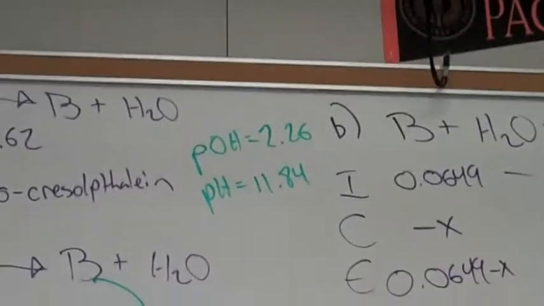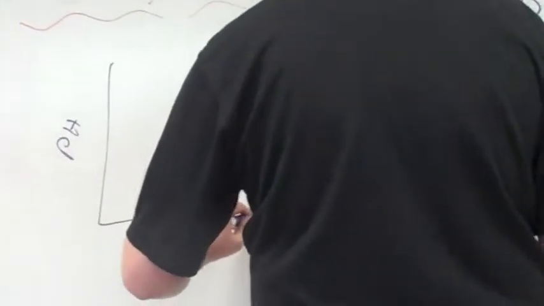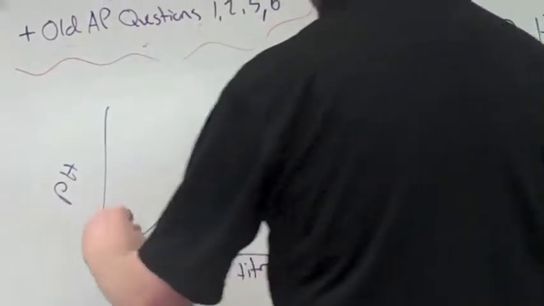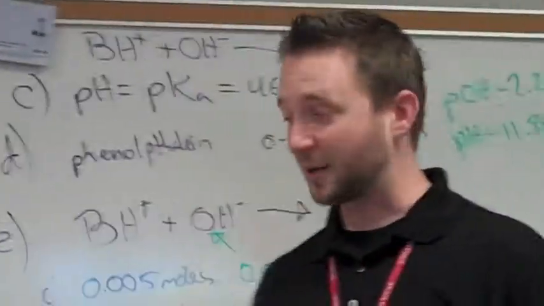The very last thing it's going to ask you to do after you've done all this stuff is to draw a titration curve. Like we showed you in class, you're going to have the pH on the y-axis and milliliters of titrant on the x-axis. You're going to see a shape something like that as you plot your points. I'm confident you guys can make the graph.